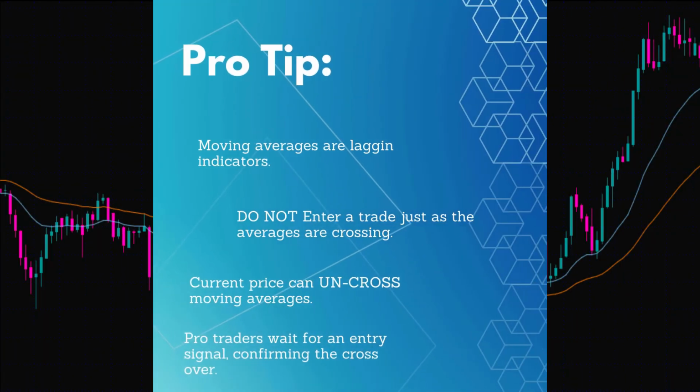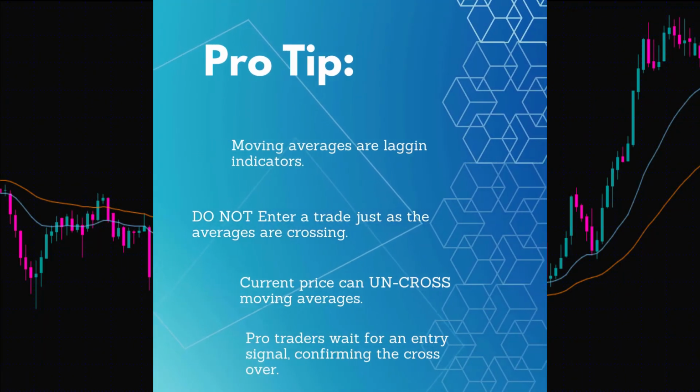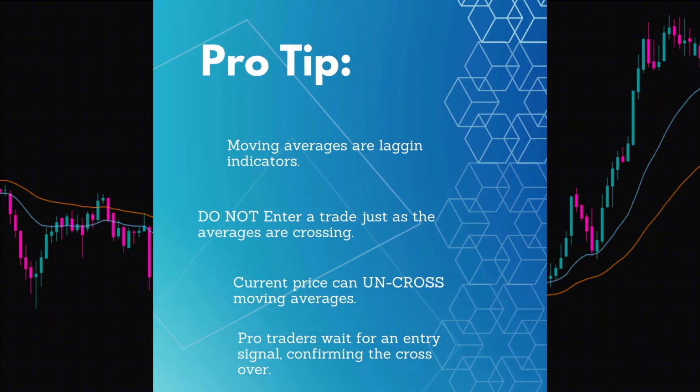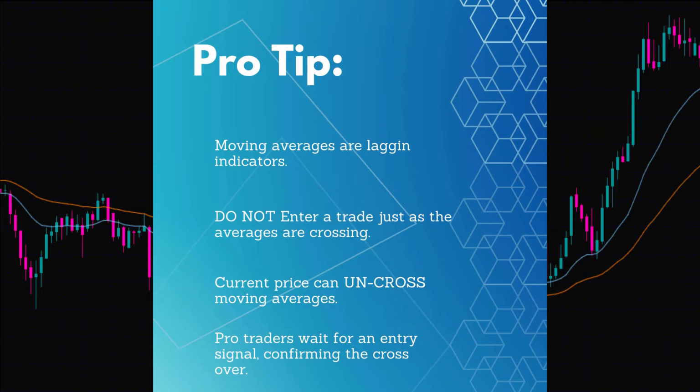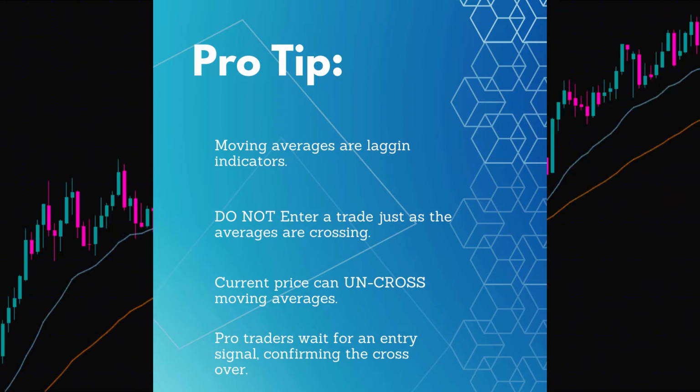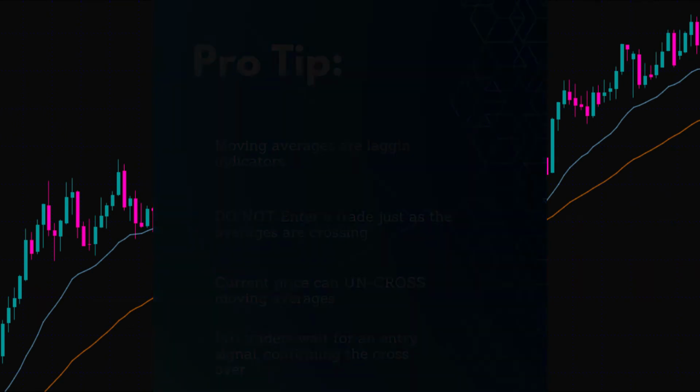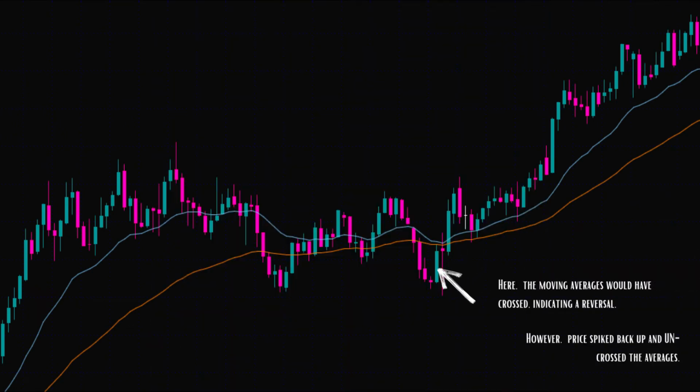Pro tip: moving averages are a lagging indicator. It is extremely important not to enter a trade just as the moving averages are crossing. Lagging indicators are still subject to change as the current price is changing. Moving averages can cross and then uncross as the current price is changing. Be sure to wait for a clear move through the averages, which definitively show that the averages have fully completed a crossover.